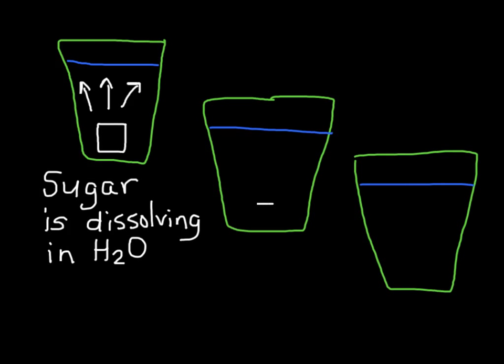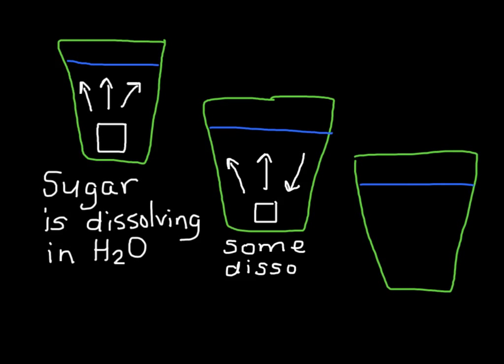After a little time went by, you would have noticed that the sugar cube was a little smaller. And the dissolving process would get a little bit slower. You'd still have quite a few molecules dissolving, but even though you can't see it, now we have some molecules recrystallizing. So some of the molecules dissolve, and some of the molecules crystallize.